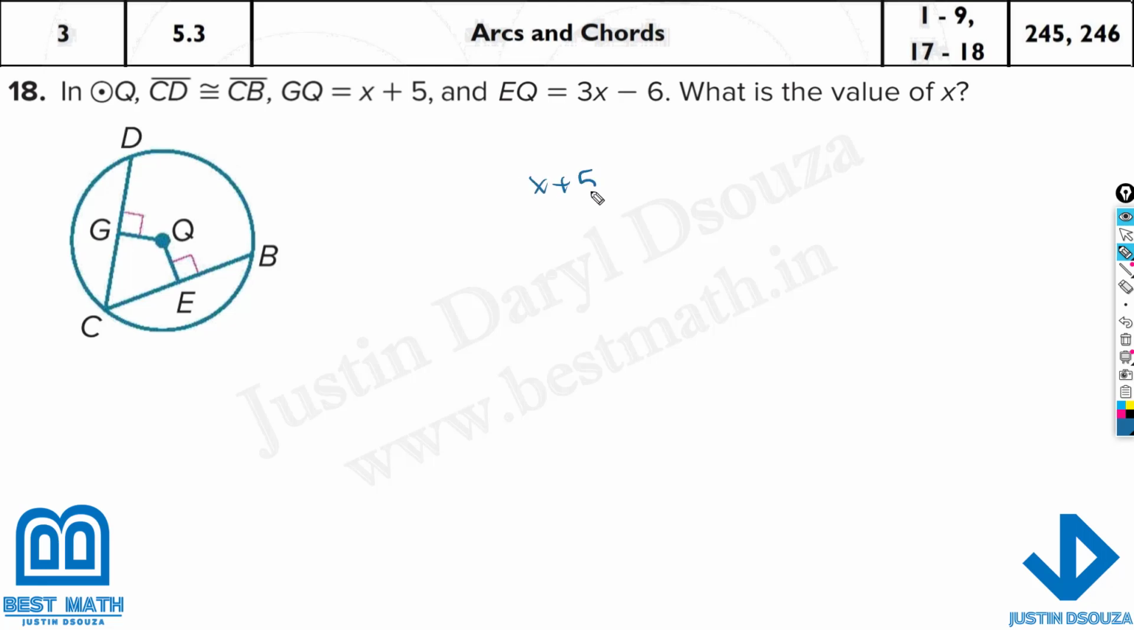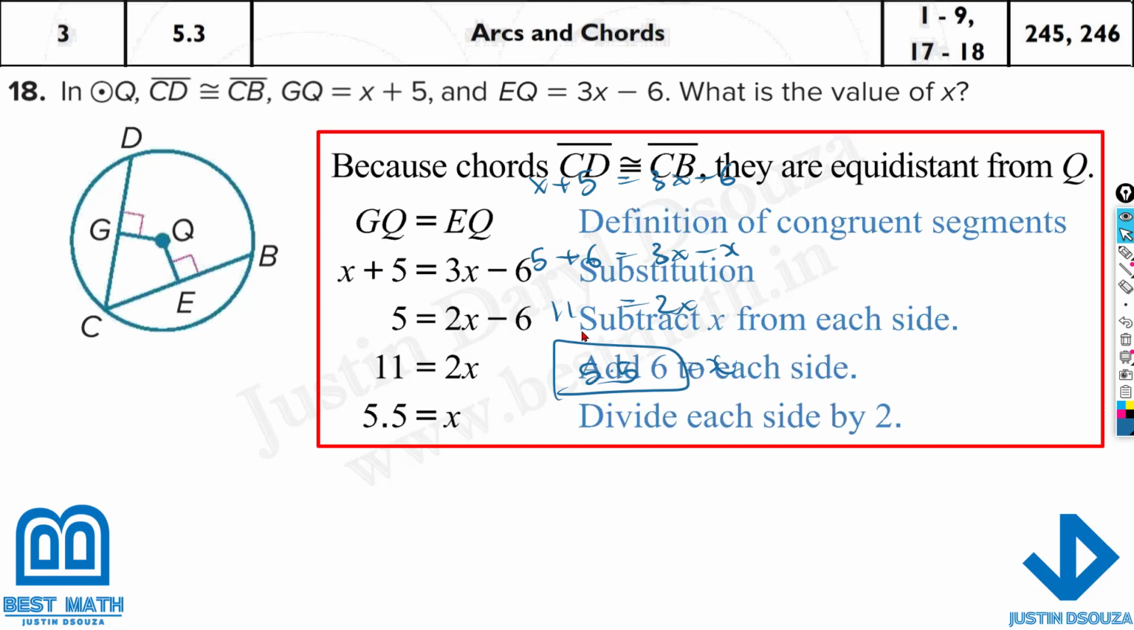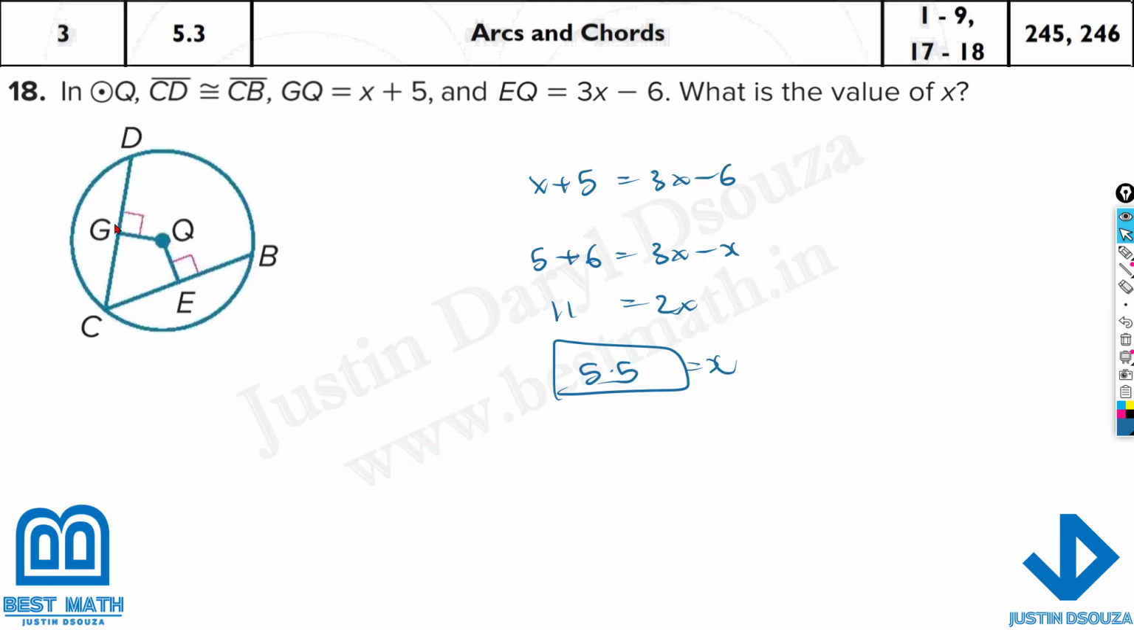It will be x plus 5, that is equal to 3x minus 6. So here we'll take minus 6 to the other side, will be 5 plus 6, 3x minus x. We have 2x and over here we have 11. Divide both the sides by 2, it will be 5.5 is equal to x. They just wanted the value of x, not any other thing. So that's the answer.